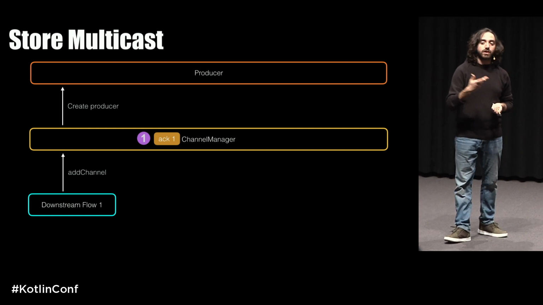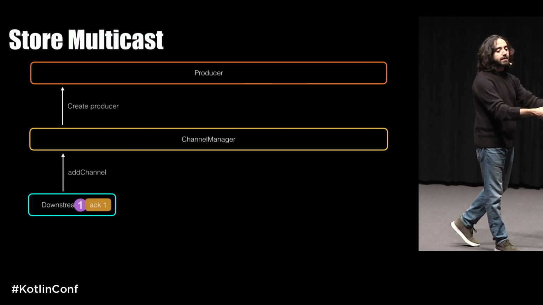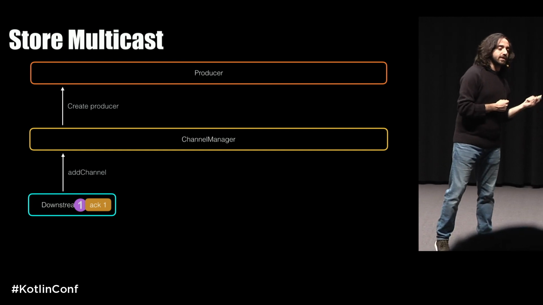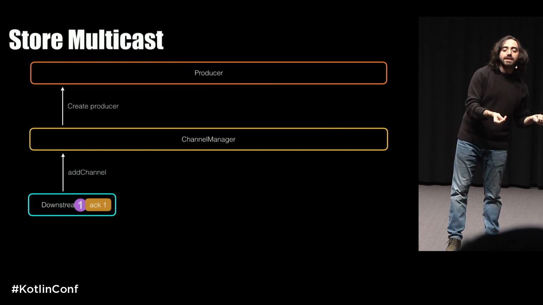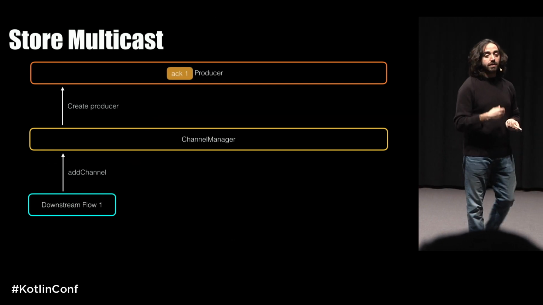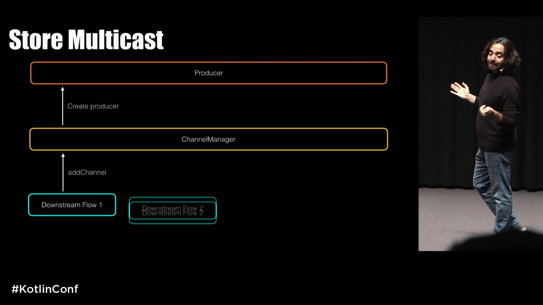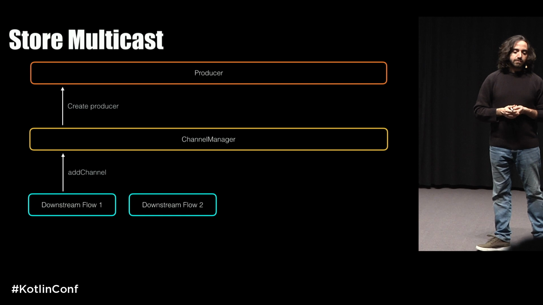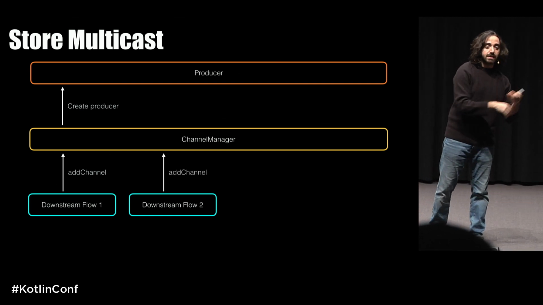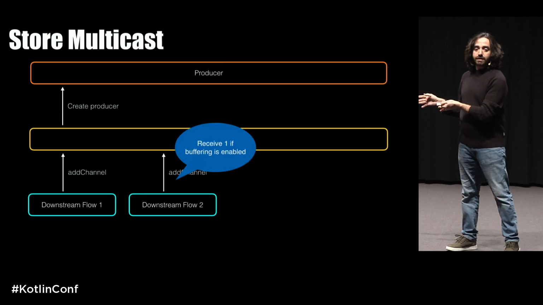Something you need to be careful about when you start using channels is that they are hot. So the channel manager will send it to all of the downstream flows. And then eventually one of them will, when they get it, emit it to their own downstream. They will acknowledge this message, which will unblock the producer, so it can get a new value. So we get another downstream flow. Now, it does the same thing: it creates a channel for itself, sends a message to add it to the list. And if caching was enabled, we would give it the previous value.